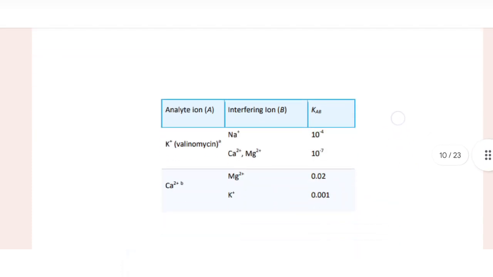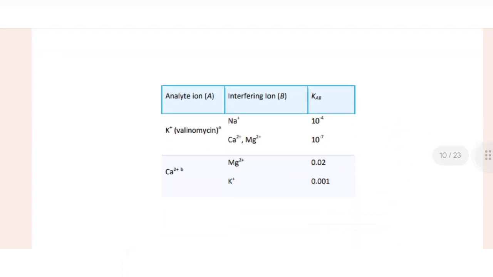For example, in the case of the analyte ion K plus with valinomycin, the interfering ions may be Na plus; Ca2 plus and Mg2 plus can also act as interfering ions. If Na plus is acting as the interfering ion for K plus, its Kab value is very small, 10 raised to minus 4, so the selectivity is very high. And again, if Ca2 plus and Mg2 plus act as interfering ions, the Kab values are again very small. So the selectivity of K plus in the presence of Ca2 plus is very, very high.